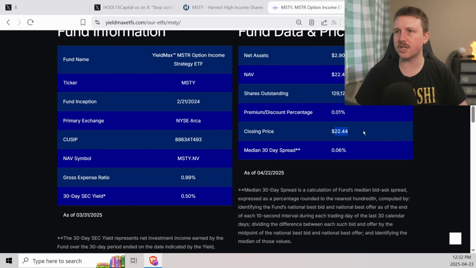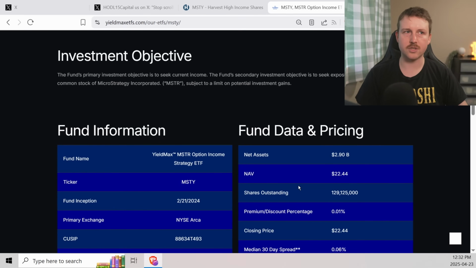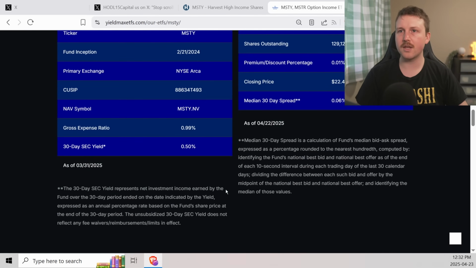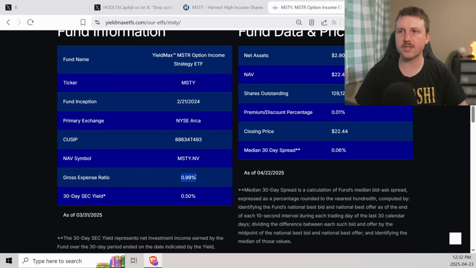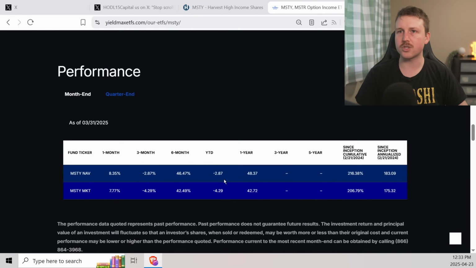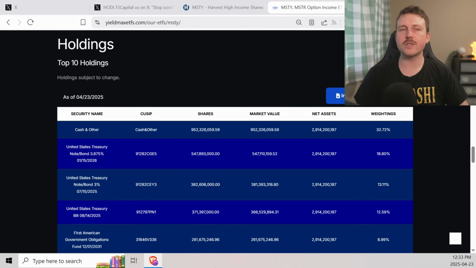Their closing share price right now is $22. They have $2 billion of assets under management, which is just a pretty big fund at this point. And they charge an expense fee of 0.99, so basically 1% they charge in fees. So what they hold is quite interesting. There are some laws within the US of not being allowed to be too concentrated in one equity. However, US Treasury bonds are exempt from that.